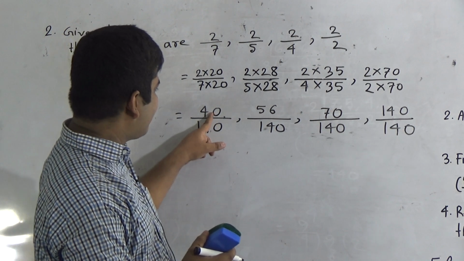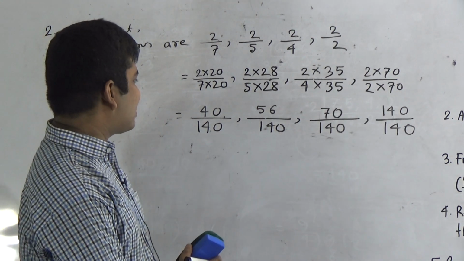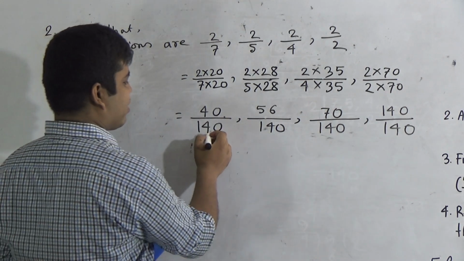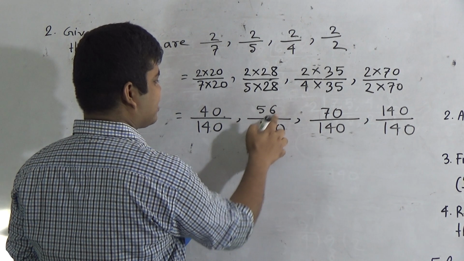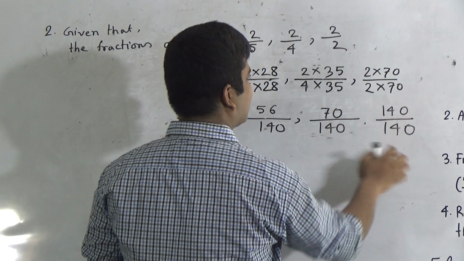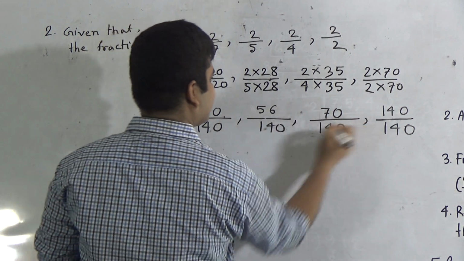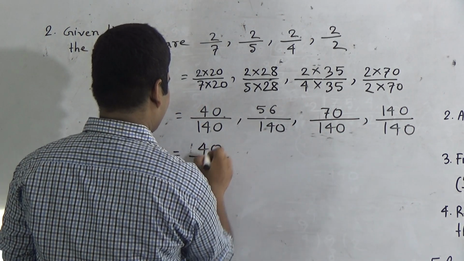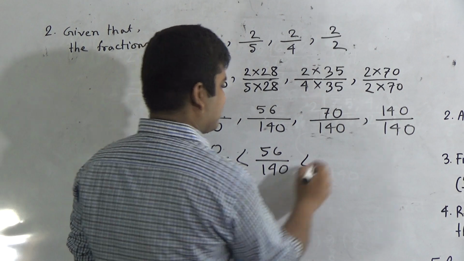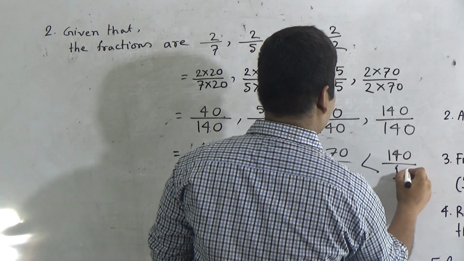Here you notice 40, 56, 70 and 140. So from this we can easily notice these numbers are already arranged. So here 40 by 140 is smaller, then 56 by 140 is smaller, then 70 by 140 is smaller than this one, and this is the largest number. So if we arrange these numbers, 40 by 140 is less than 56 by 140 is less than 70 by 140 is less than 140 by 140.